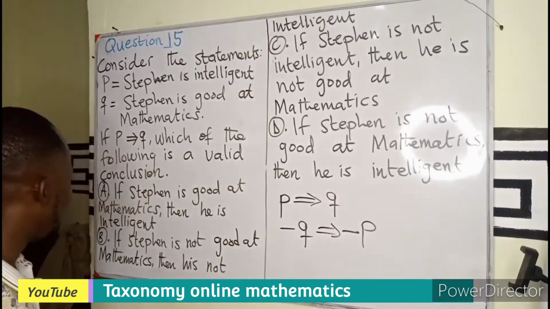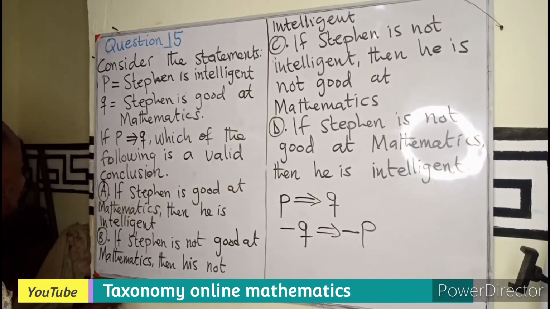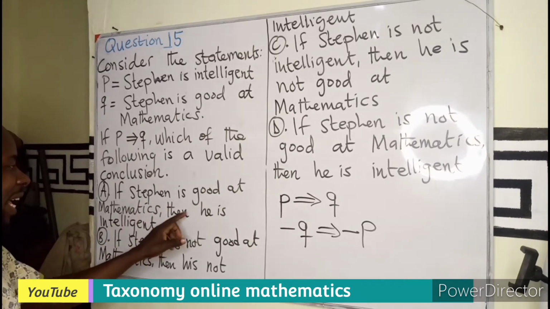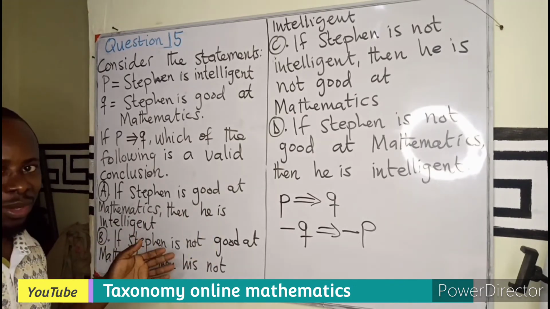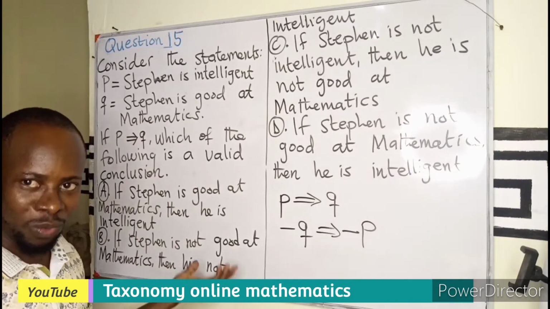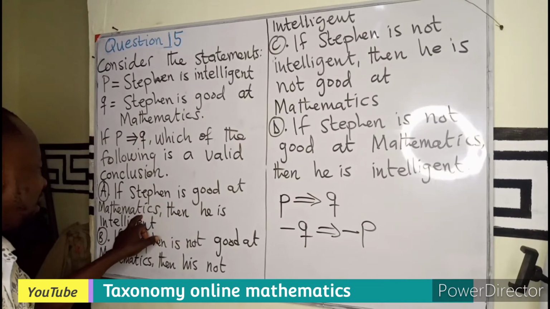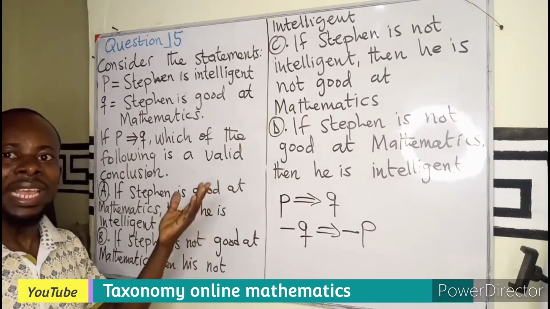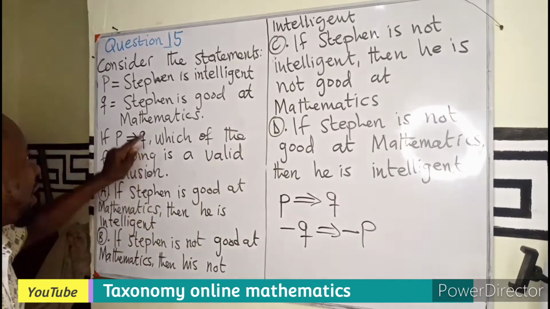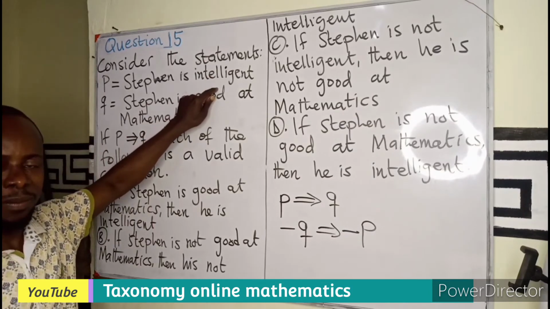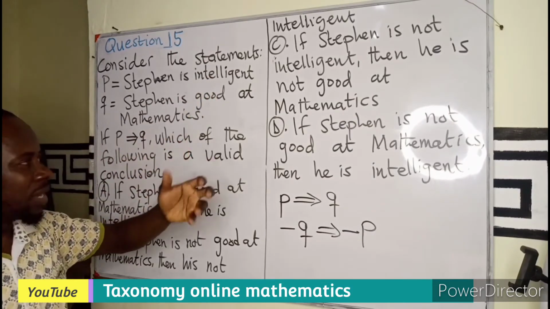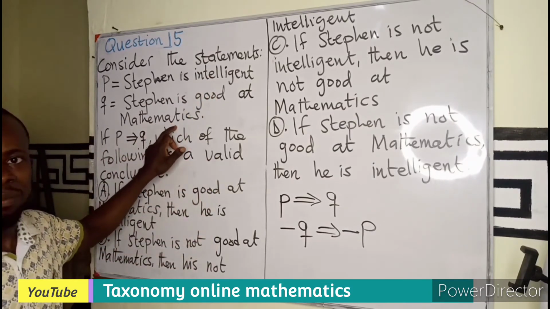So let's see possible answer A. If Stephen is good at mathematics, then he is intelligent. On a normal scale, we can accept that statement. But don't forget, we are beginning from where? Intelligent as our assumption, where the conclusion is good at mathematics.